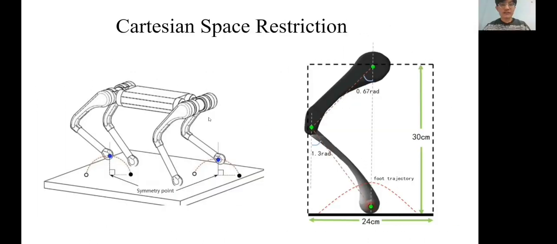The figure on the left explains what the standard short gait looks like, and we can see that the key point is to make sure the diagonal feet are consistent. And the picture on the right shows that we restrict the action space to a small zone that is 30 centimeters high and 24 centimeters wide. This is very useful to reduce the difficulty of training.